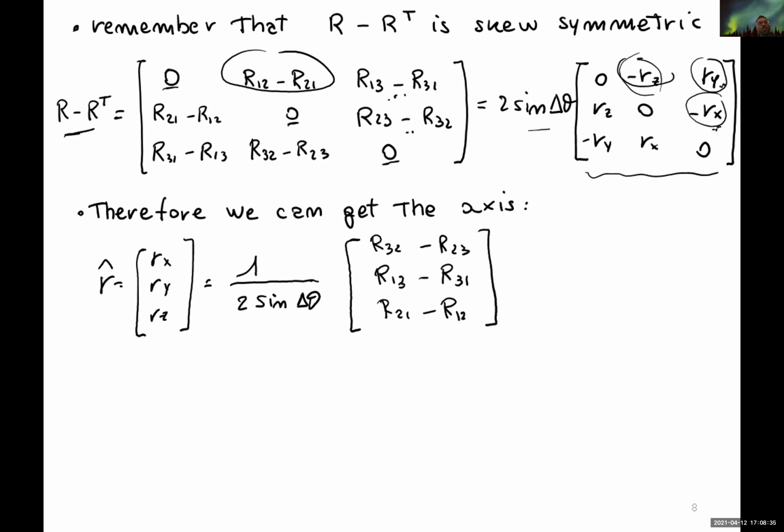Okay, cool. Now we know how to compute theta. Not really satisfied about that, but we have at least a method, and we are also able to compute the axis. What is the problem in this situation with this formula?